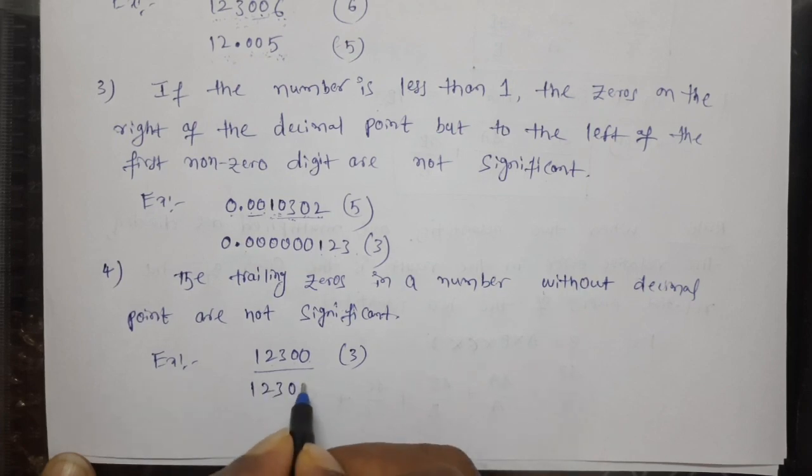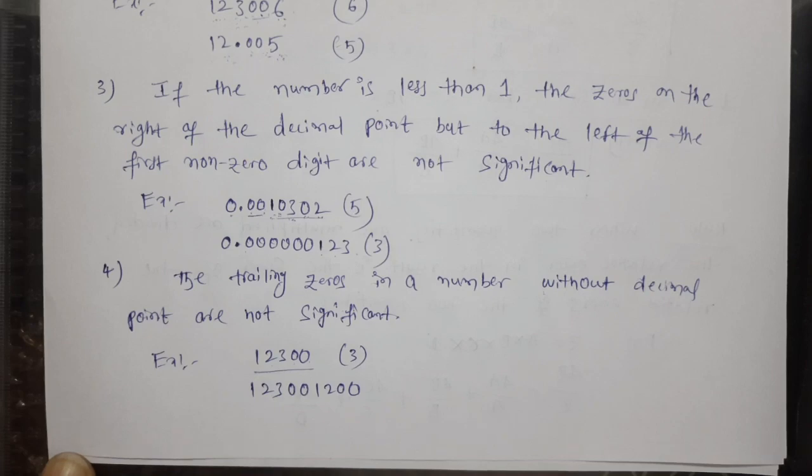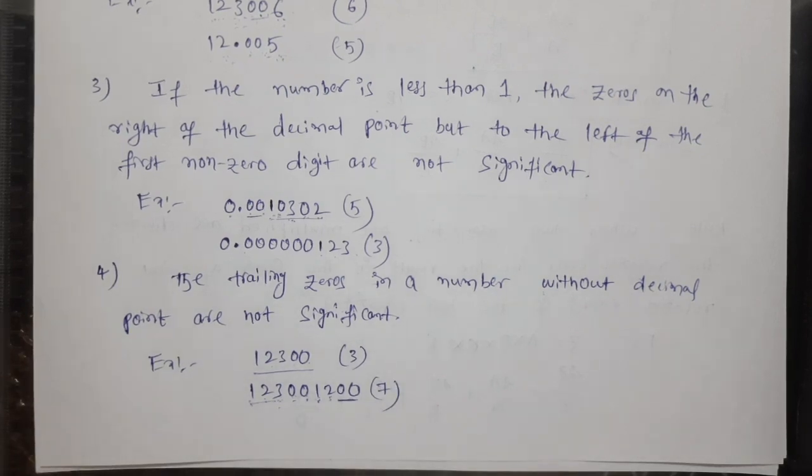Now you may get one more: 1, 2, 3, 0, 0, 1, 2, 0, 0. If you see here, these two trailing zeros are not significant. But what about 1, 2, 3 and 1, 2? These five are significant because they are non-zero digits. And these two zeros are also significant because they are in between two non-zero digits. So total how many significant figures do we have? 1, 2, 3, 4, 5, 6, 7. 7 significant figures in this number.